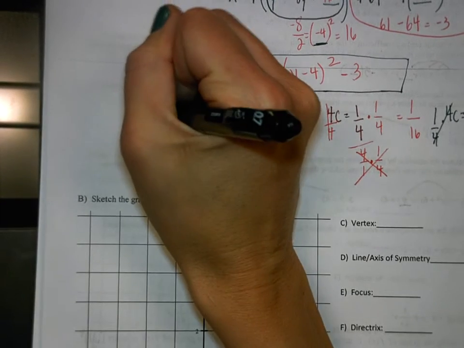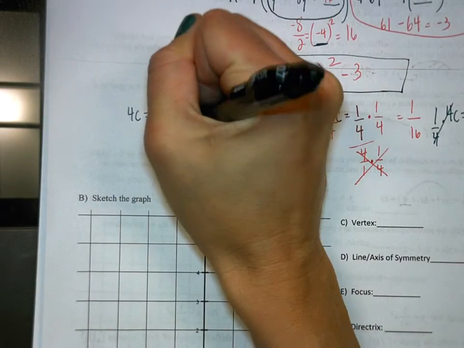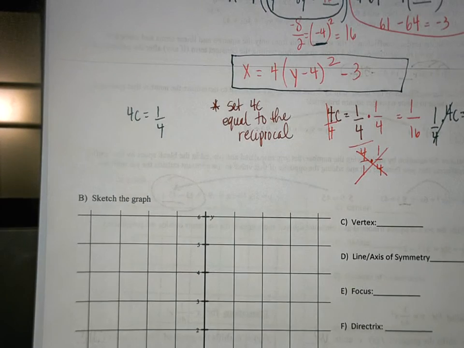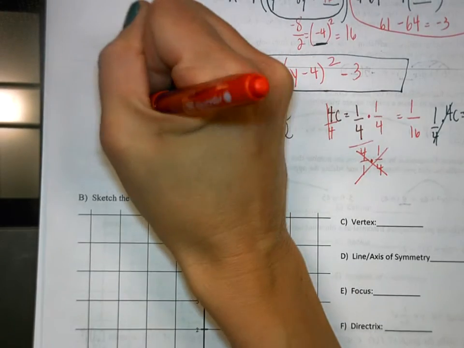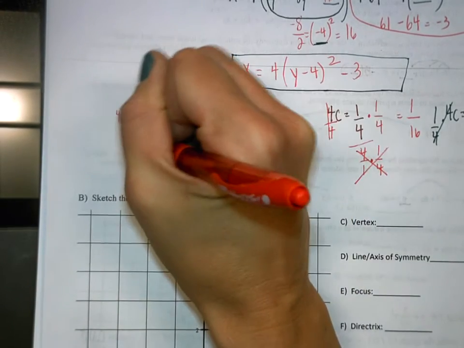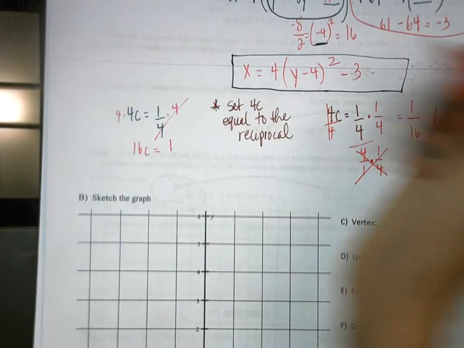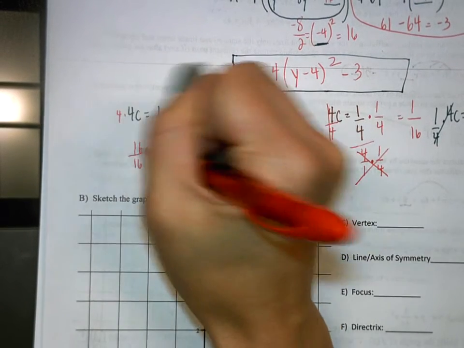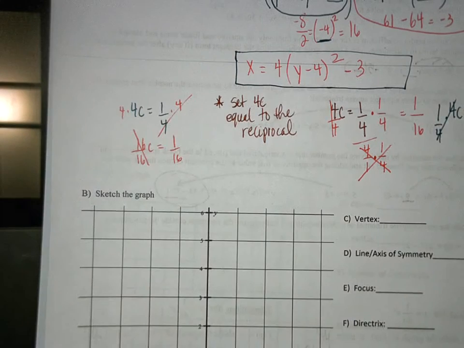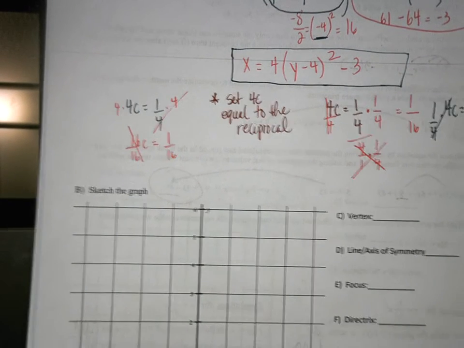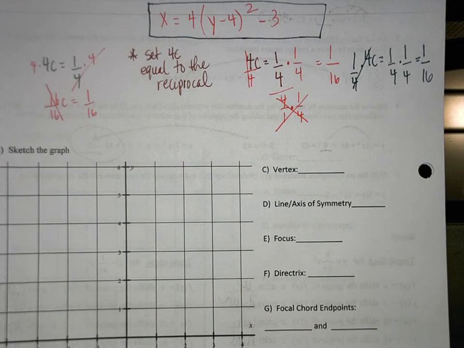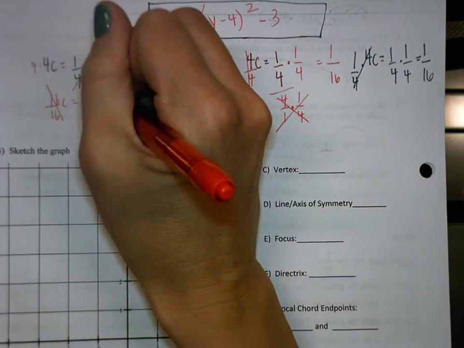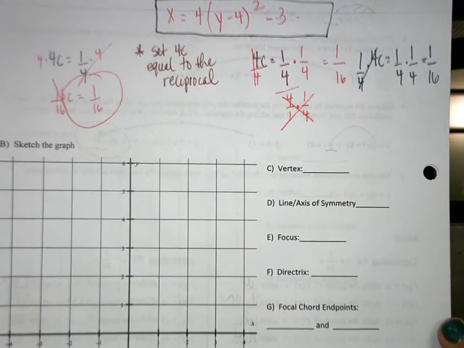So the other one is if you have 4c equals 1/4, how do we get rid of fractions? Multiply by the common denominator, so you could just multiply both sides by 4, that cancels those out. 16c equals 1, and then you divide by 16 to get c equals 1/16. You guys like that one the best? Okay. So basically with all of that work, we know that c is 1/16.